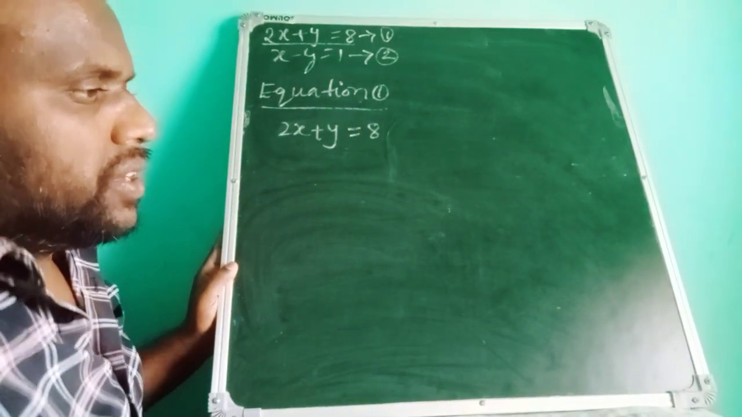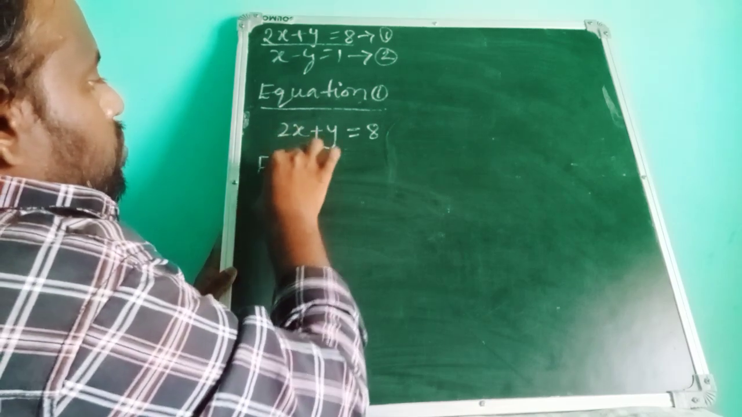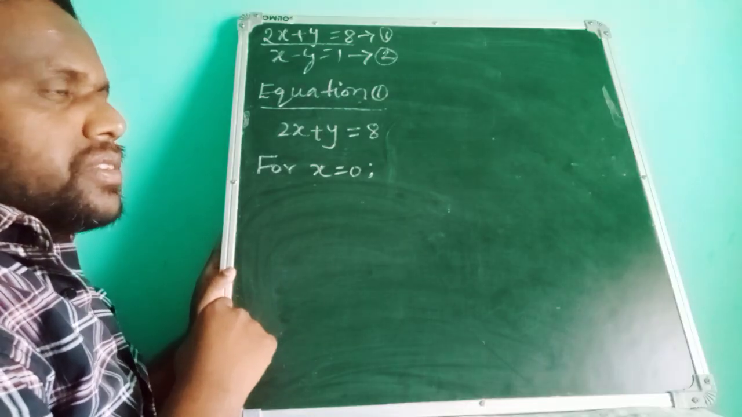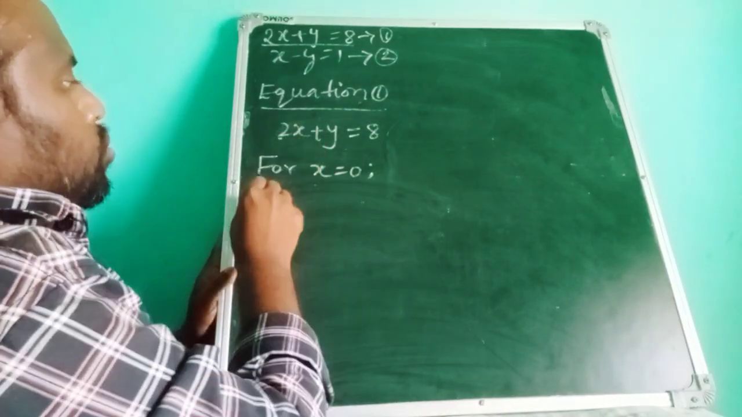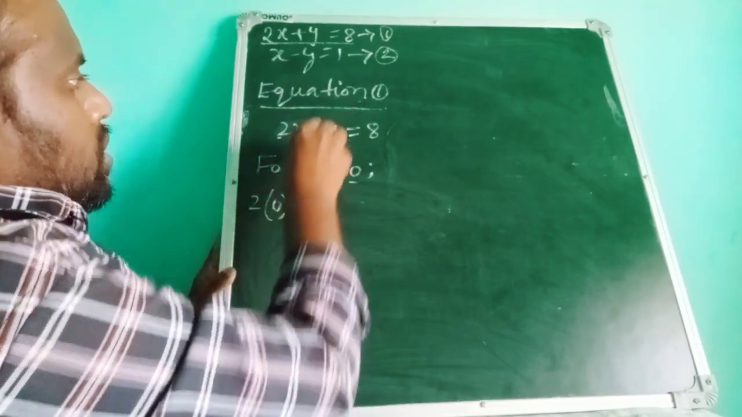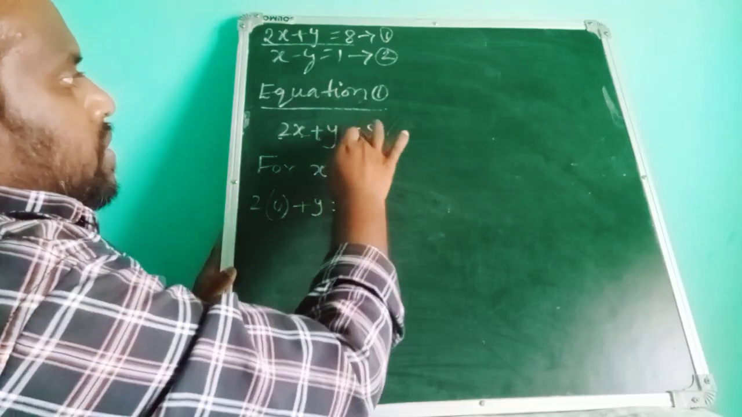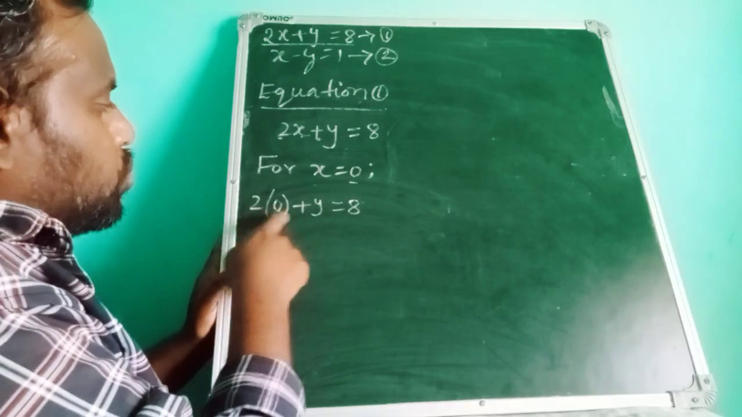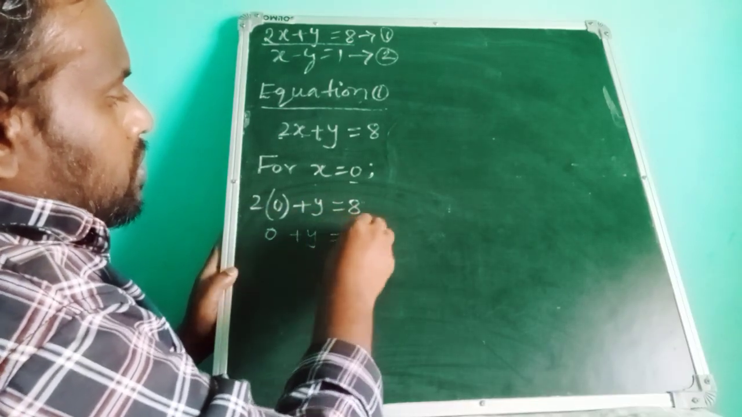I will take first x is equal to 0. I will write it here. For x is equal to 0, that means substitute x is equal to 0 in this. So this 2 will be as it is. In place of x, 0, plus y is equal to 8. Bracket means into. So 2 into 0 is 0. So plus y is equal to 8.